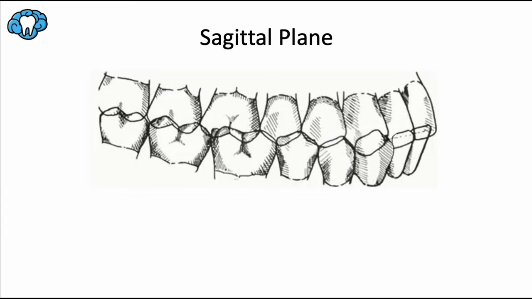And lastly is the sagittal plane, or the front-to-back Sagittarius firing a bow and arrow view. This is arguably the most important to memorize for the board exam, so definitely pay attention to this part. This is a great diagram showing you how the teeth fit together, like puzzle pieces or the spokes on a gear, but it has limitations.